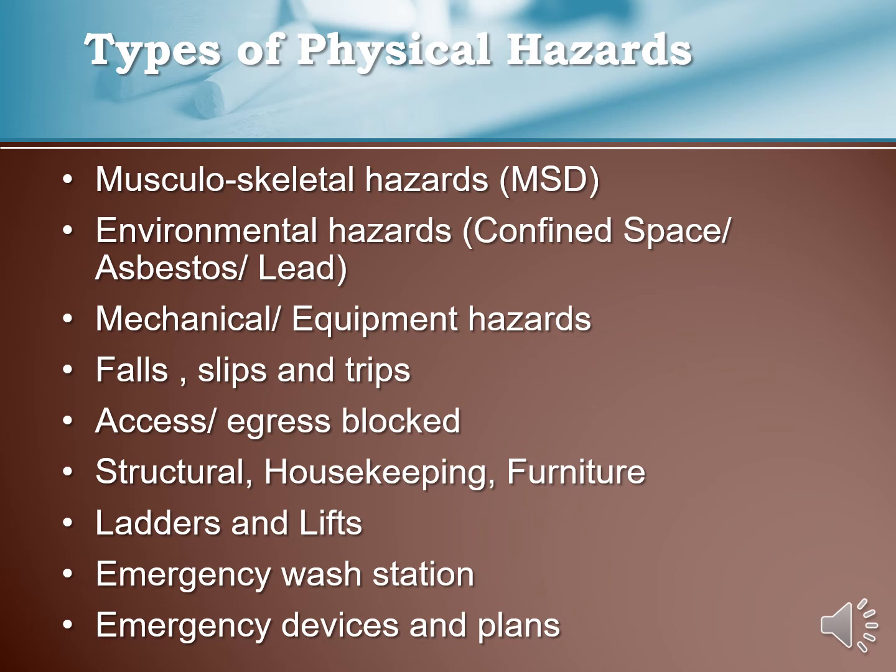Other types of physical hazards which may be present in our workplace would include things like the emergency wash station. Has it been properly maintained or checked? Have emergency devices and emergency plans been properly communicated? Had their monthly and annual checks? Do exit doors open easily and they are not blocked? Are exit lights properly illuminated?